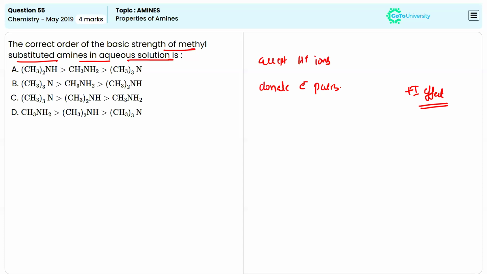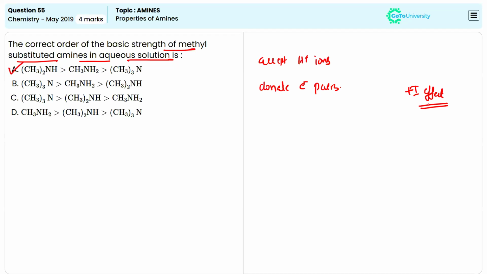Three alkyl groups means they will be repelling each other, right? So for predicting the basic property, we have to consider both plus I effect and the steric effect. If you combine these effects, not tertiary, secondary will be more basic in nature, and then it will come to the primary, and the least basic will be the tertiary one. So from these options, the correct answer will be option A.